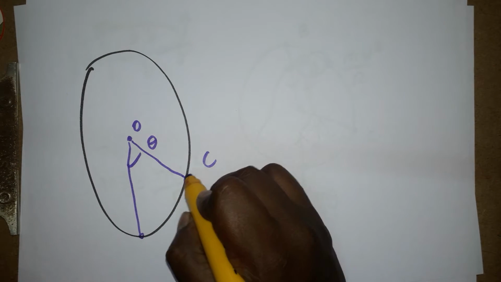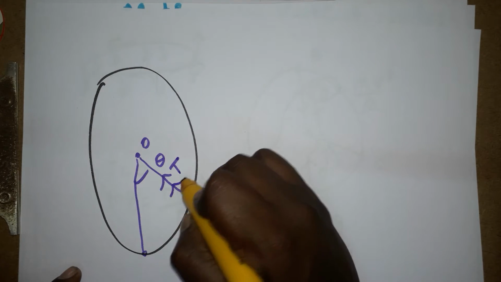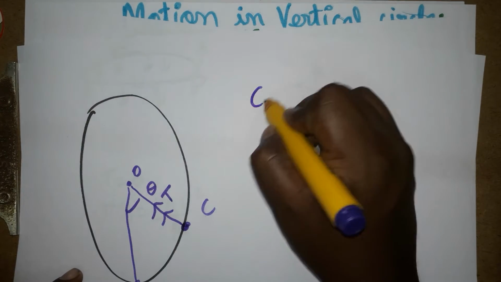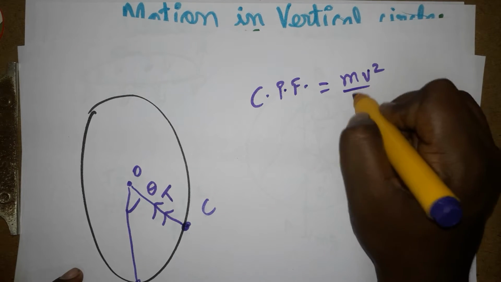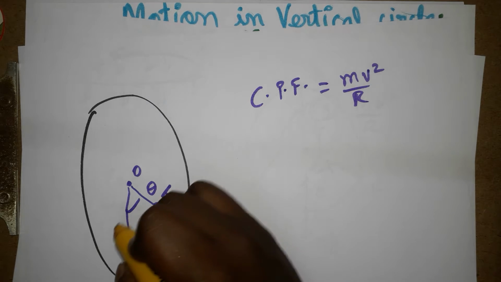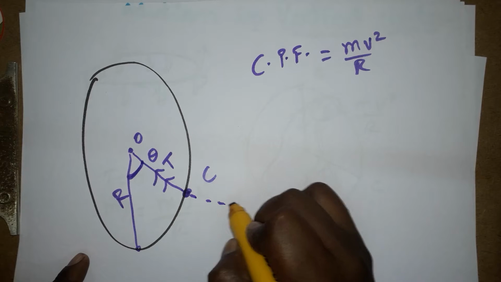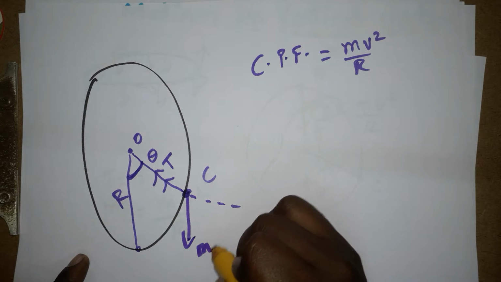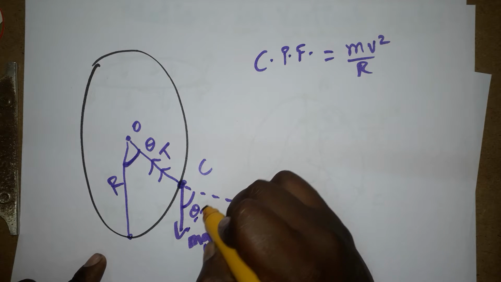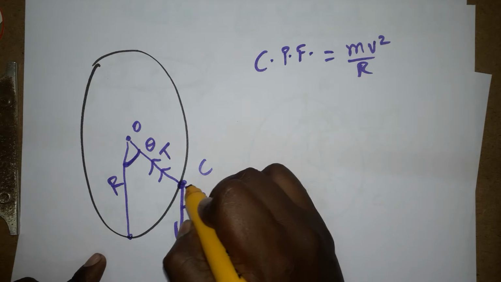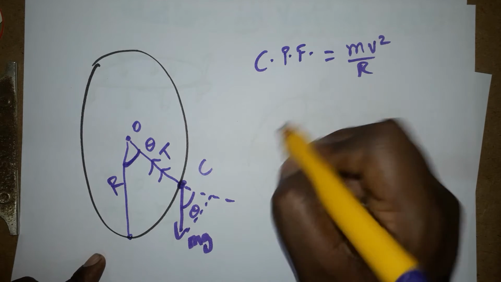Now at this point, towards the center will be tension, and towards the center will be the centripetal force. Centripetal force is equal to mv square by r. The centripetal force value will be the same. r is the radius of the circle. Now this is theta, and here mg will be acting downwards, and here will be theta. Now I made this as a triangle. We know already that towards the center will be tension, and the centripetal force is acting towards the center.